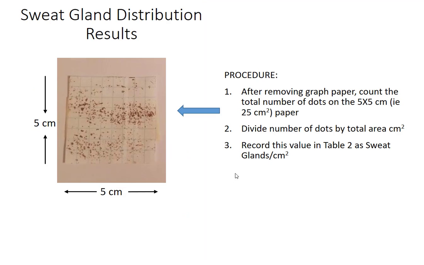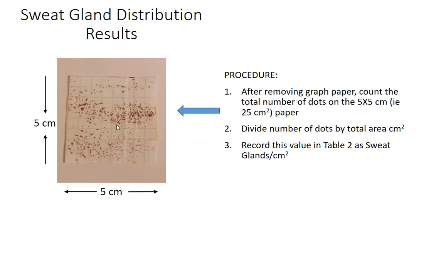The instructions told you to take 4 specific parts of your body to determine the number of sweat glands that were present in these areas. So this is an example of one of those 5 by 5 centimeter pieces of graph paper that will be placed on your skin after you put the betadine on. And when you take it off, you're going to notice that there are dots on it. Now, some areas will have many dots. Some will not have any dots, and some will just have a few.